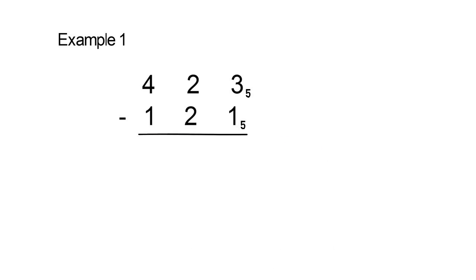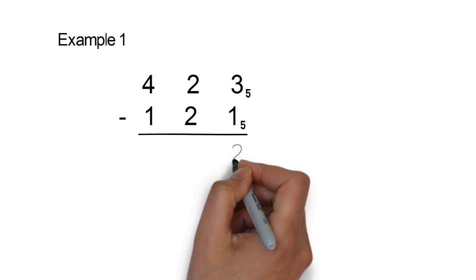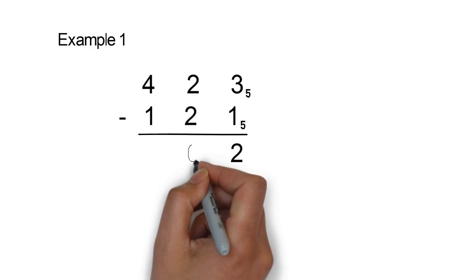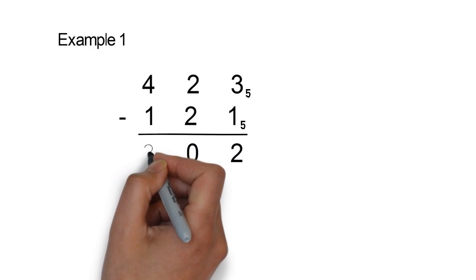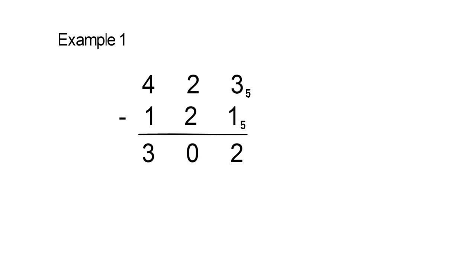So we start from the right hand side. So I have 3 minus 1 will give me 2, 2 minus 2 will give me 0, and 4 minus 1 will give me 3. But this will be in base 5. So I have 302 base 5.